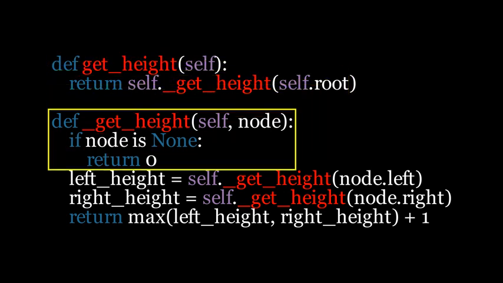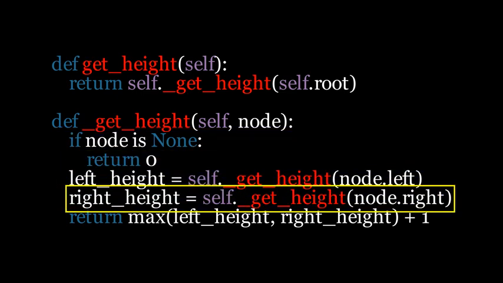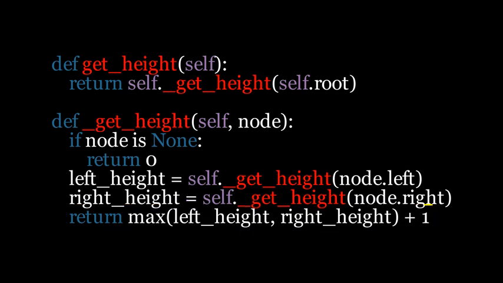Then inside the helper function, the algorithm will check if the current node is none, which means we've reached the end of a branch, so the height at this point is 0. Then it will recursively calculate the height of the left and right subtrees. The function will continue this process until it reaches the leaf nodes, and for each node, it will return the maximum of the left and right subtree heights plus 1. This ensures that the height of the tree is properly calculated by comparing the depth of each branch. This process will eventually return the overall height of the tree.